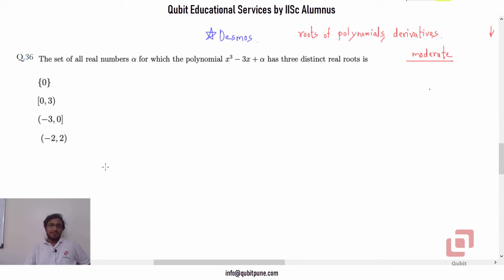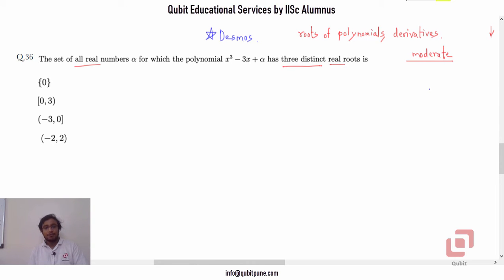Let us now solve question number 36, which says: the set of all real numbers alpha for which the cubic polynomial x cube minus 3x plus alpha has 3 distinct real roots is. The options: the number containing 0, that means only one value alpha which is equal to 0; interval closed at 0, open at 3; interval open at negative 3, closed at 0; and the open interval negative 2 to positive 2.